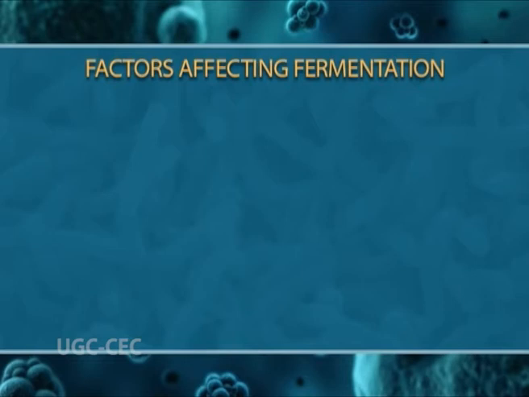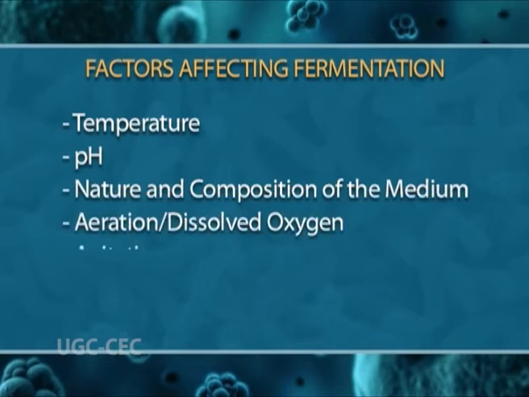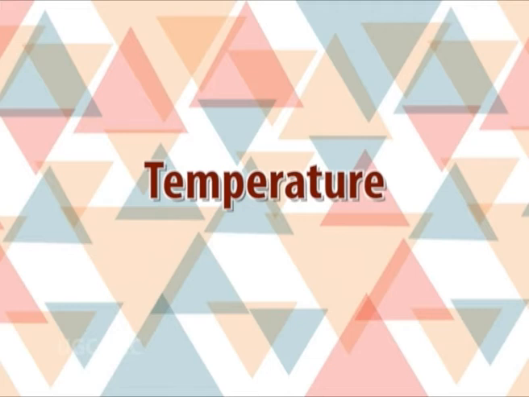Several factors can affect the fermentation process and the final quality of the product. Factors which are most important to control are temperature, pH, nature and composition of the medium, aeration or dissolved oxygen, agitation, foam control and operating systems. Temperature has an impact on the growth and activity of different types of microbes. Therefore, it should be maintained during the fermentative production.